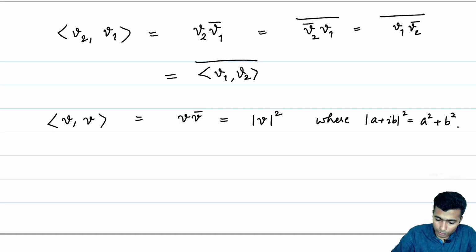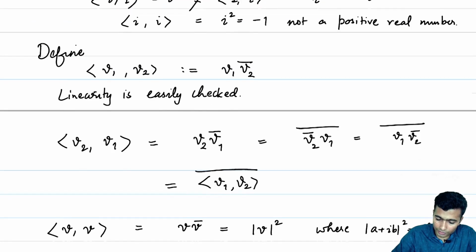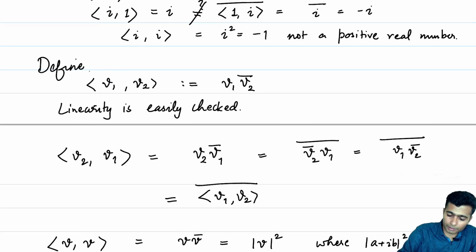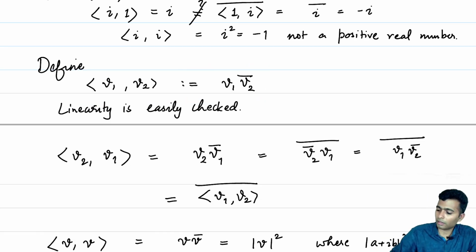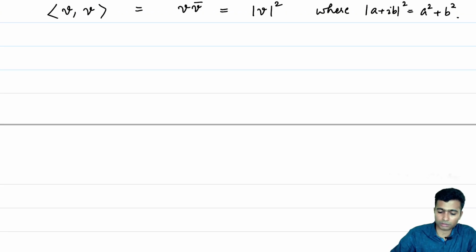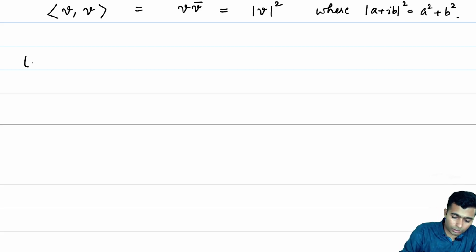So let me show you the definition once more. Our definition, which is being boxed right now in green, will be the definition of an inner product on C. And taking a clue from this definition, let's look at the next example.